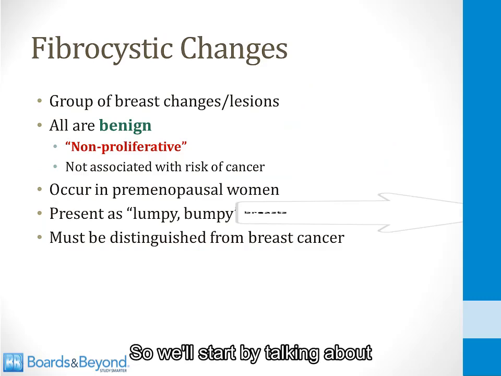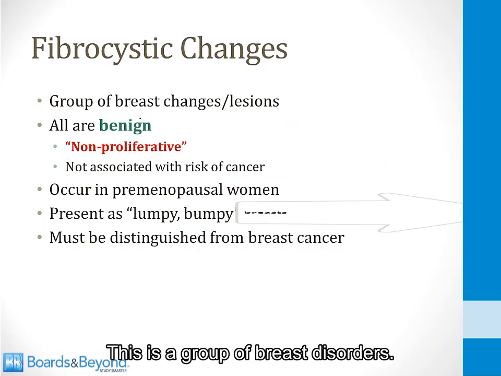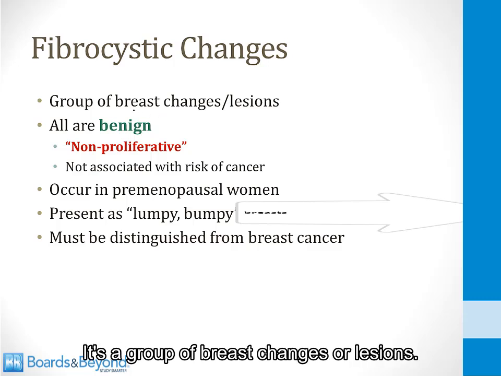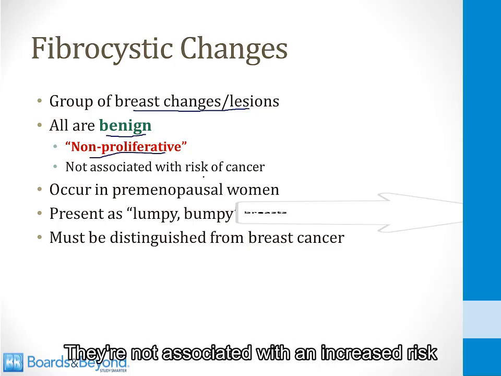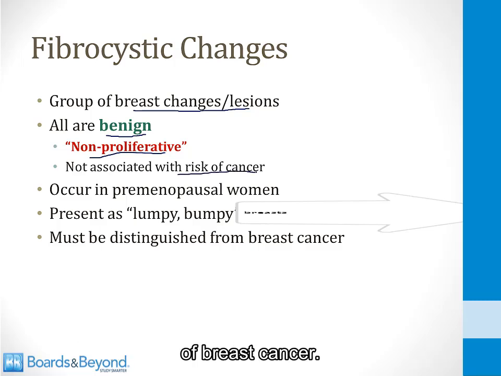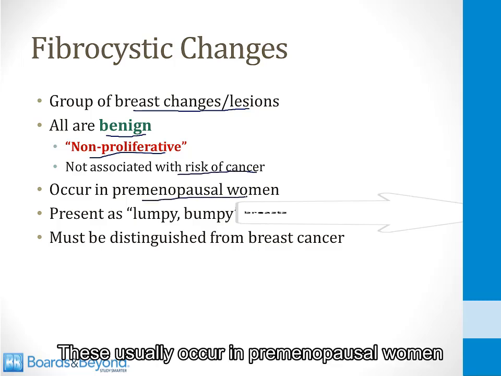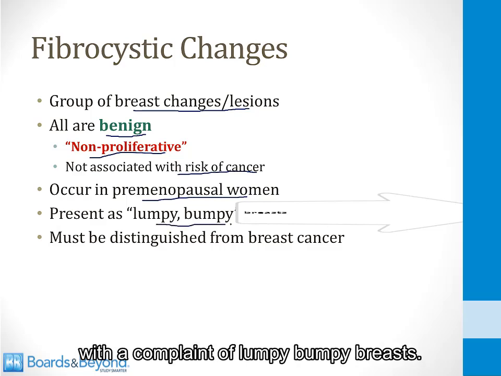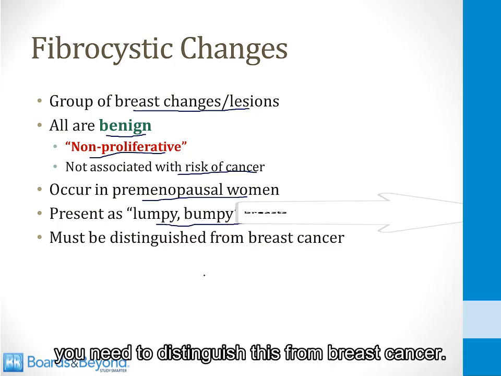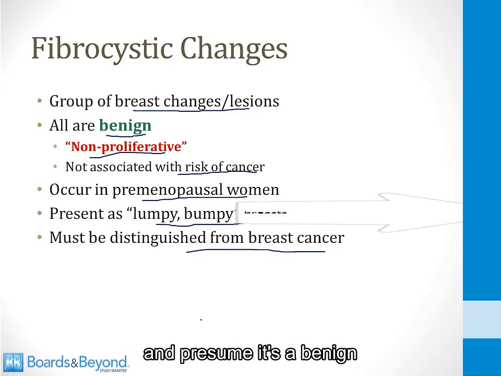So we'll start by talking about fibrocystic changes of the breast. This is a group of breast disorders. It's a group of breast changes or lesions, and these are all benign. They're called non-proliferative breast lesions. They are not associated with an increased risk of breast cancer. These usually occur in premenopausal women, and the women often present to their doctor with a complaint of lumpy, bumpy breasts. And the tricky part here is you need to distinguish this from breast cancer. You don't want to ignore a breast cancer and presume it's a benign fibrocystic change of the breast.